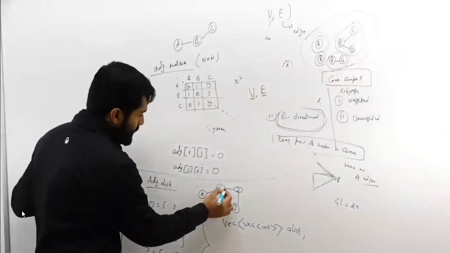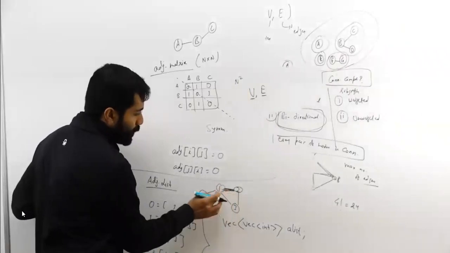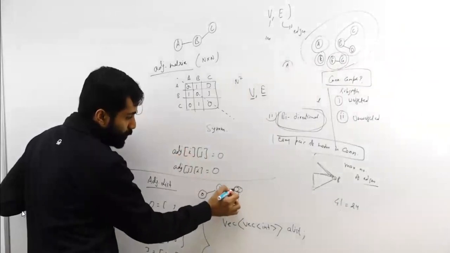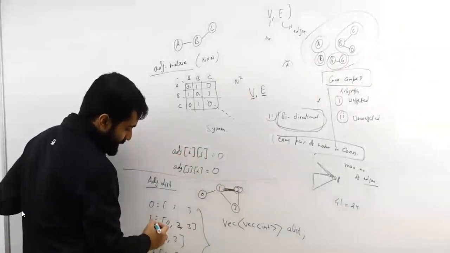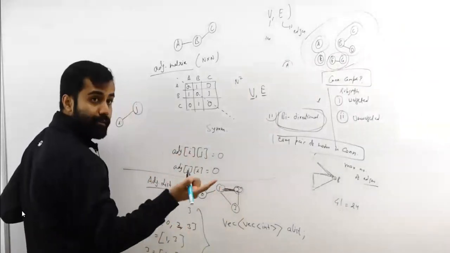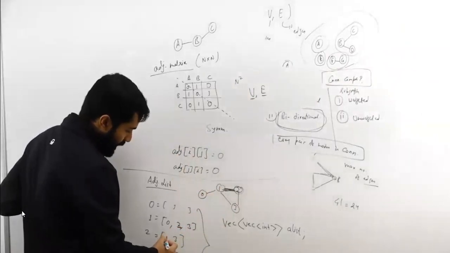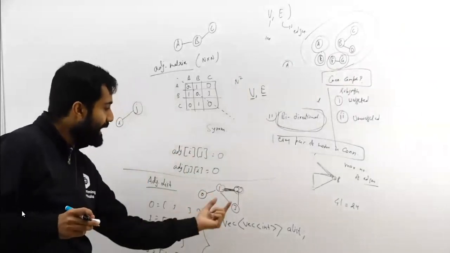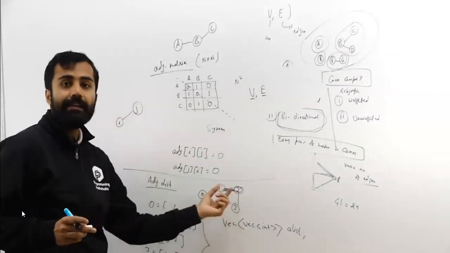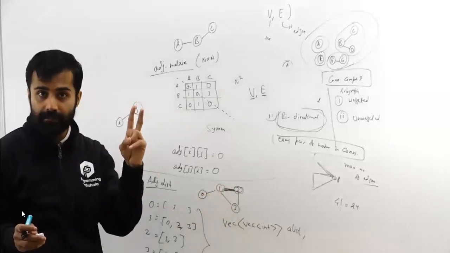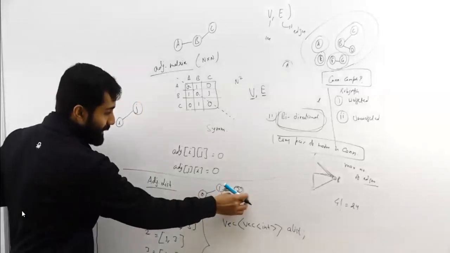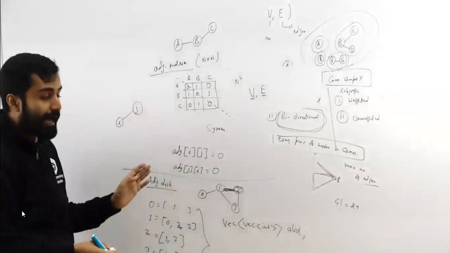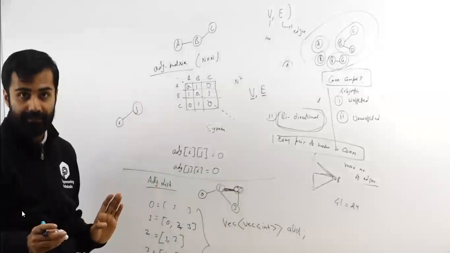If there is an edge between 1 and 2, listen very carefully. It means that 2 will appear in the adjacency list of 1, and it also means that 1 will appear in the adjacency list of 2. What does it mean? It means that each edge leads to 2 elements. So if i and j are connected, then j will be there in the adjacency list of i, and similarly, i will be there in the adjacency list of j.